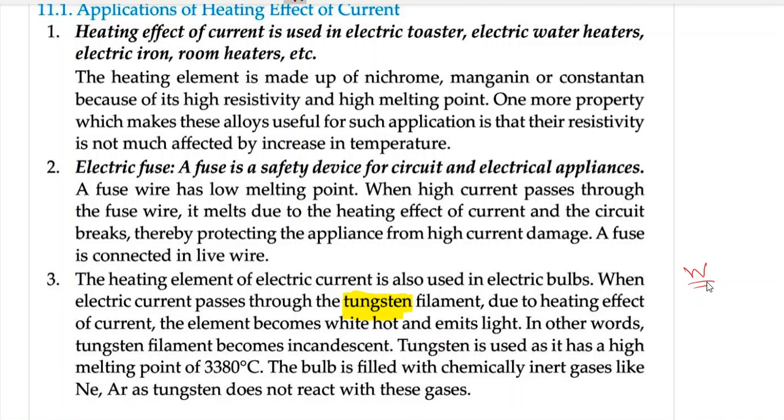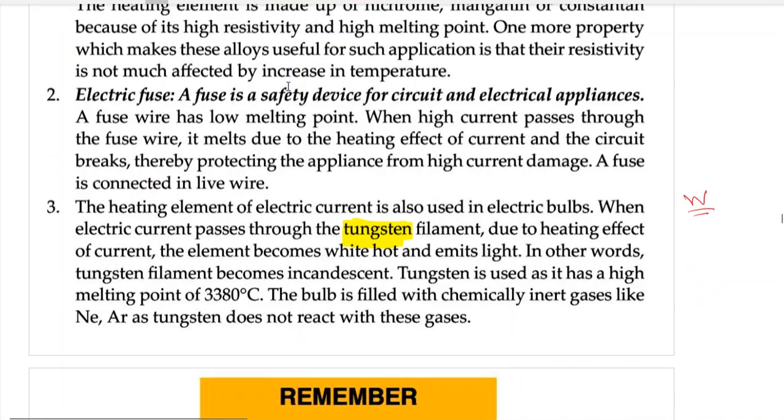The bulb is also filled with chemically inert gases such as neon or argon, as tungsten should not react with air, oxygen present in air. So in the bulb there are some inert gases, noble gases like neon or argon filled at low pressure. So it is a partially evacuated bulb. Whenever a bulb breaks, you might have heard a loud sound. Why? Because there was vacuum inside the bulb, and when the bulb breaks, suddenly the vacuum is broken and it produces a large sound. Okay, so these are applications of heating effect of current.